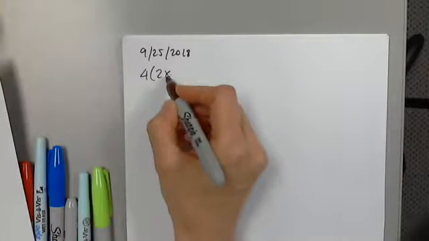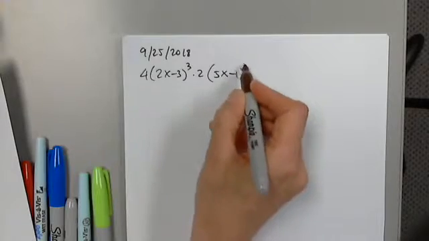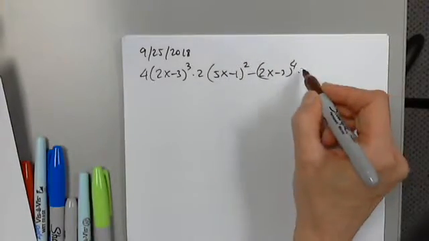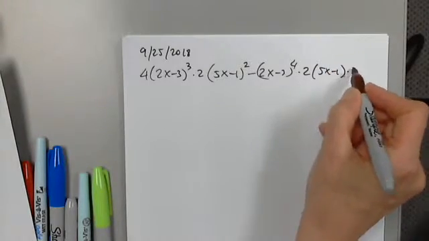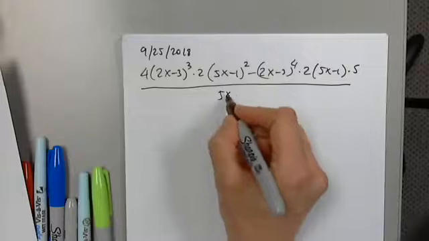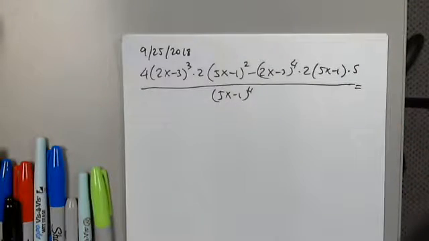So 4 times (2x minus 3) cubed times (5x minus 1) squared, minus (2x minus 3) to the 4th power times 2 times (5x minus 1) times 5, and everything divided by (5x minus 1) to the 4th. Is anyone who completed this problem? Okay.